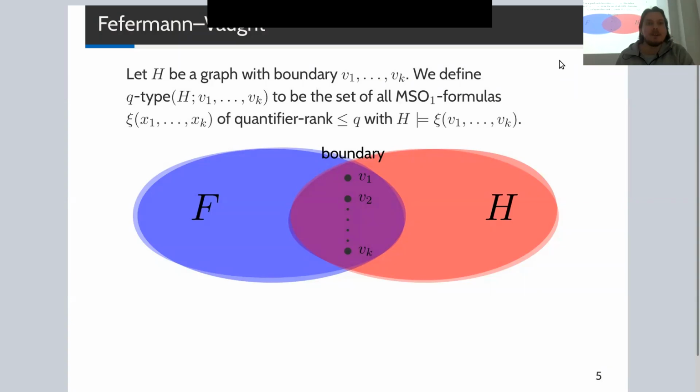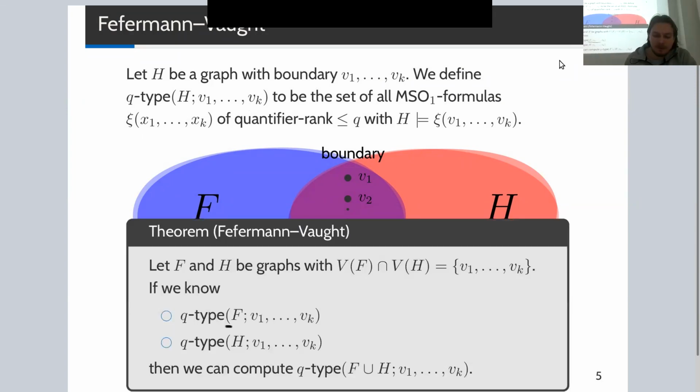And so we defined the notion of q-type. The q-type depended on some graph H and some vertices v1 to vk, which are the vertices inside the boundary. The q-type of H on these boundary vertices is simply the set of MSO1 formulas with k free variables, one free variable for every vertex in the boundary, that have quantifier rank at most q. We put them into the type if and only if the formula holds after plugging in the boundary vertices v1 to vk for the free variables. These q-types can be composed nicely, and that's what the Feferman-Vaught theorem says: if we know the q-type of F on the boundary and the q-type of H on the boundary, then from this we can deduce the q-type on the union of the two graphs. So far, so good.